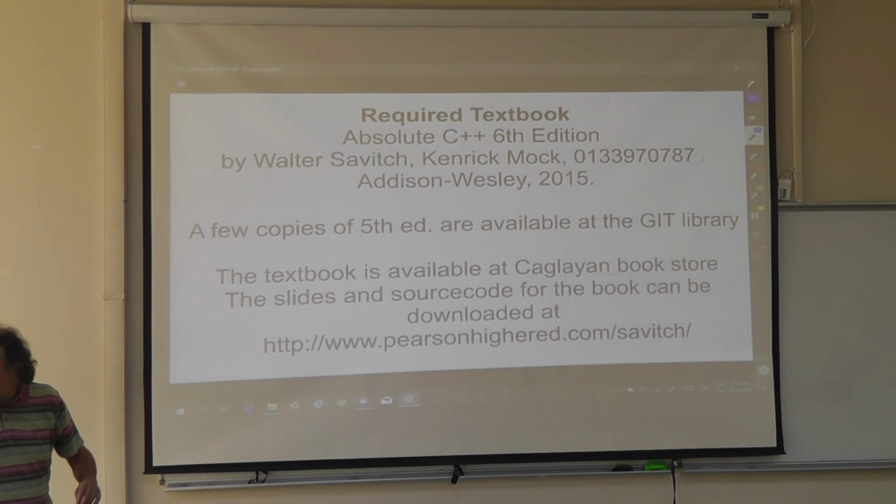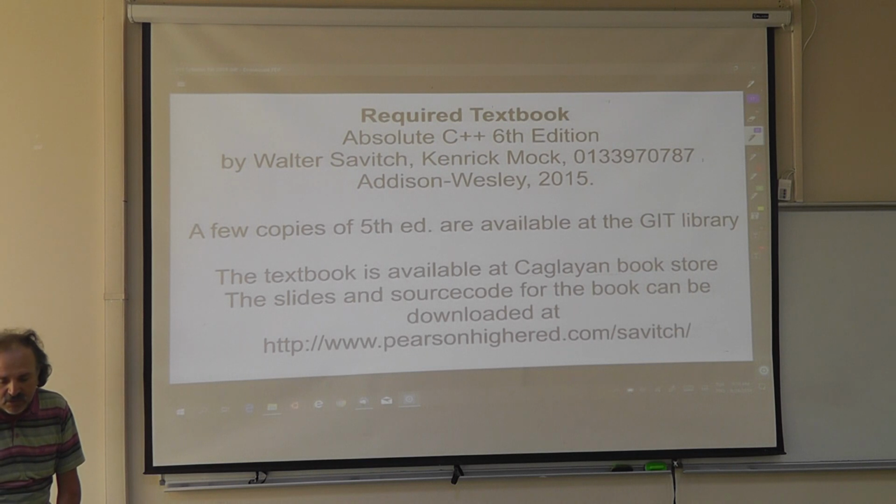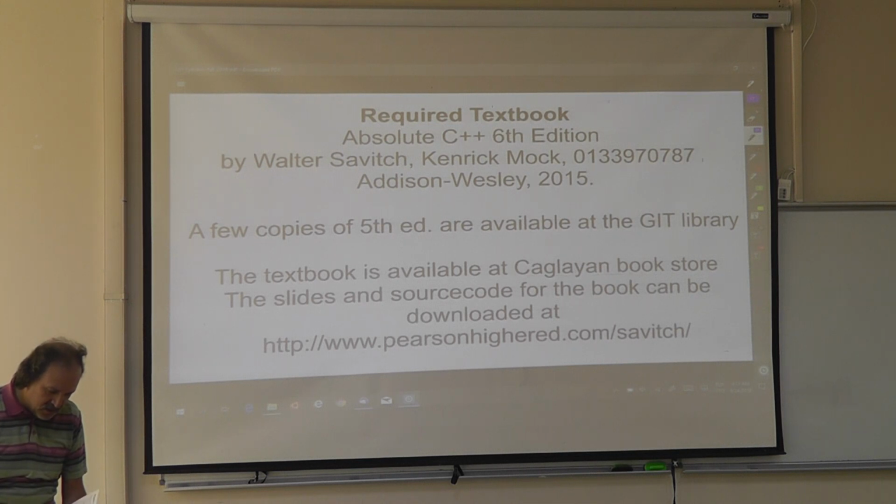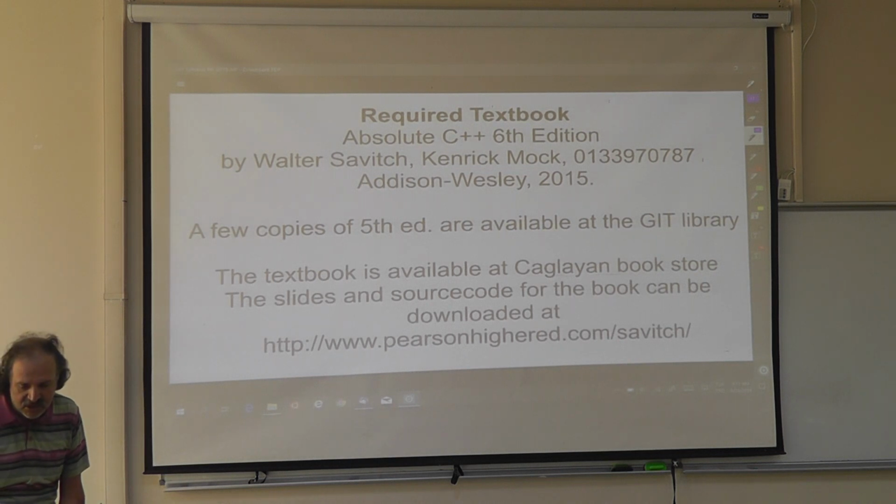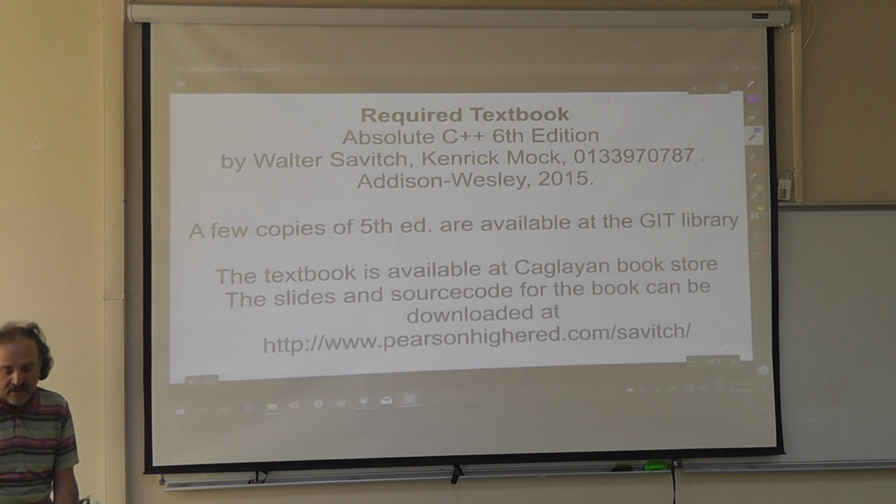This is the textbook of our course. We are studying Savage's book, Absolute C++, and this is the 6th edition. I have the global edition. I think the US edition has a different cover. This is the original book. I think we switched to this book last year, maybe no, I switched it in 2016. You can buy this book, I think, at the Çağlayan bookstore, they have copies of this book available.